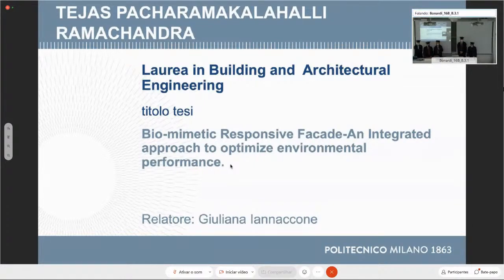Ramachandra Pachamaratejas, Tejas, biomimetic responsive facade and integrated approach to optimize environmental performance. 93.